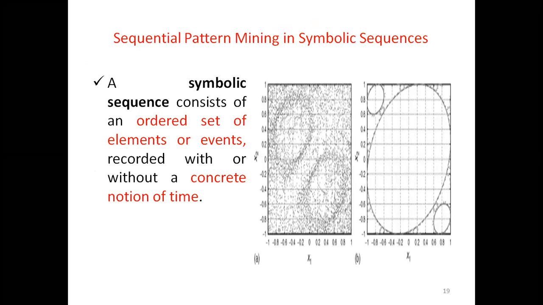A symbolic sequence consists of an ordered set of events or elements. Here, some order: 1, 2, 3, some order. The diagram shows that some ordered set of events or elements are recorded with or without a concrete notation of time. That means with the notation of time or without the notation of time, you record these sequences. Those are all called symbolic sequences.